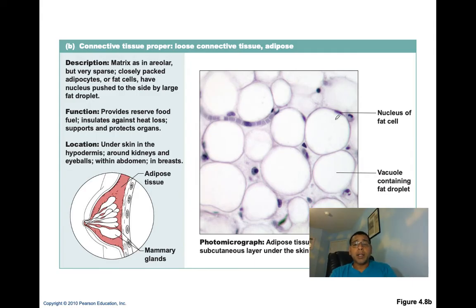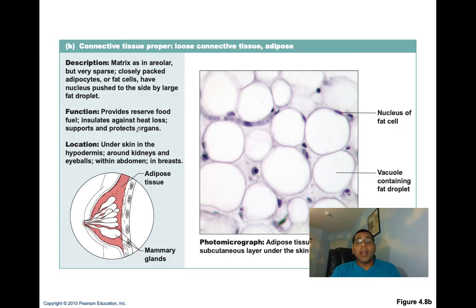Right up here is the diamond, the nucleus, and then here's the ring. Same thing here, you can see. So an adipocyte, one fat cell, another one, another one. They're varying size, all depending on how much lipid they have. Now, the function of adipose tissue is to provide reserve food fuel. It also insulates against heat loss. And it supports and protects our organs.